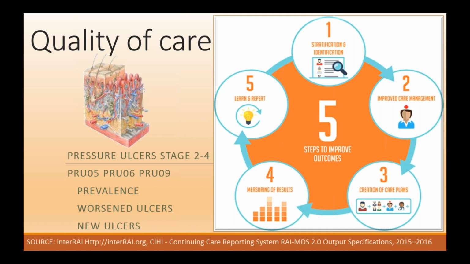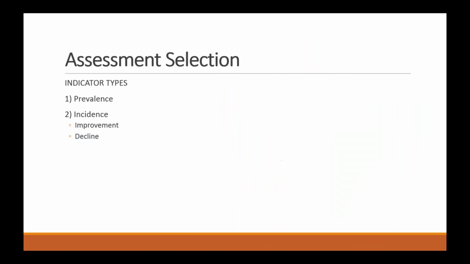Okay? So let's now just go to the next slide, and we're looking at indicator types. The first indicator types are prevalence indicators, and we're going to be talking about those today. We only need one assessment, the current assessment. We don't care what happened on the assessment 92 days ago.